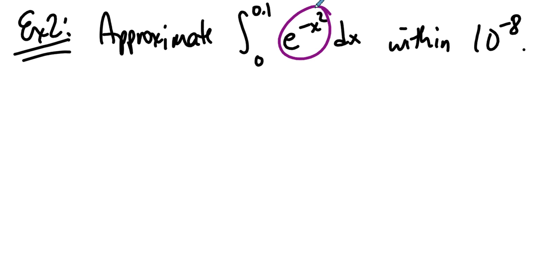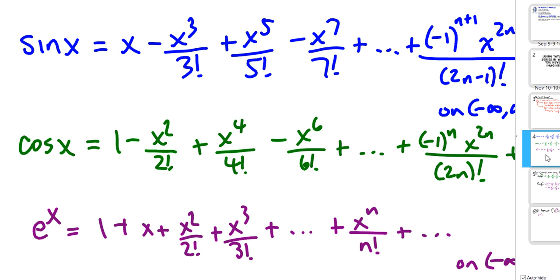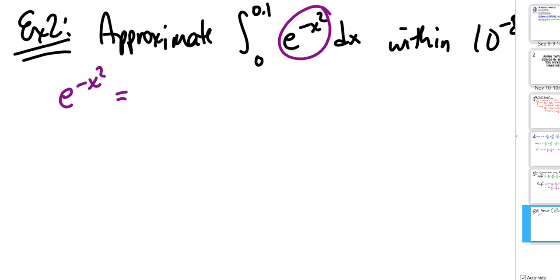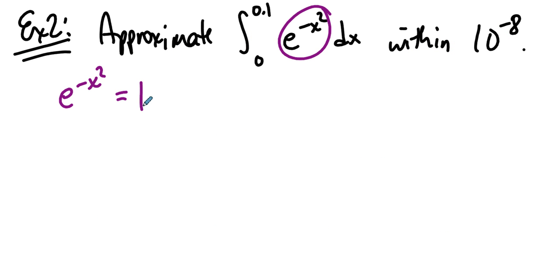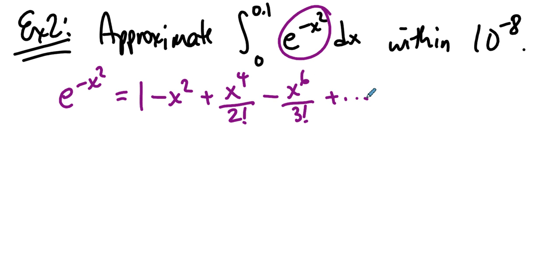But we know that e to the negative x squared is what you get when you go to this slide and you say, that's a negative x squared, so substitute negative x squared. Then negative x squared squared. Then negative x squared cubed, and so on.